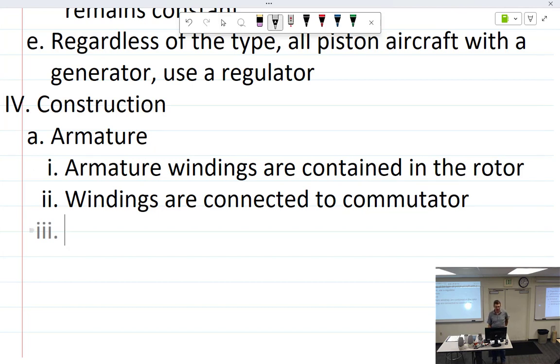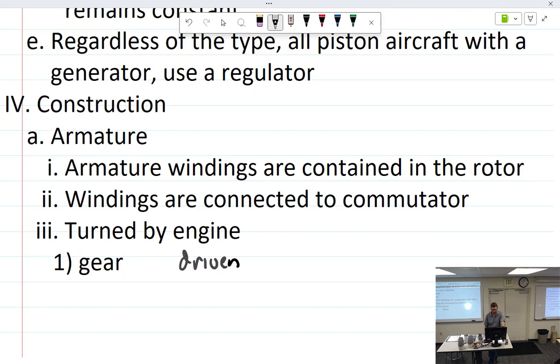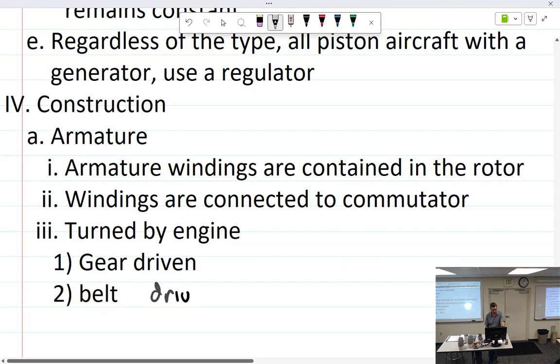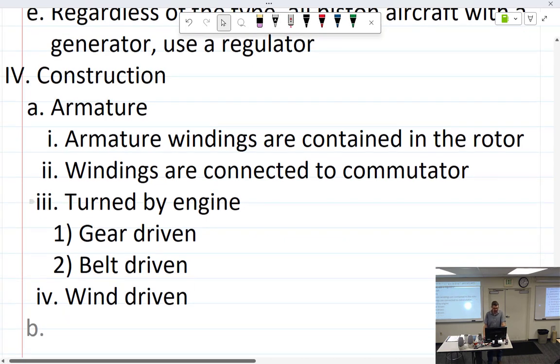All right, so what is the armature? It's turned by what? Pulley. The engine. Belt. Usually turned by the engine, by either a belt drive or gear driven. Gear driven, belt driven. By the pilot by hand in the corner. Or wind driven. By hand, yeah, just really fast. Possibly wind-driven.